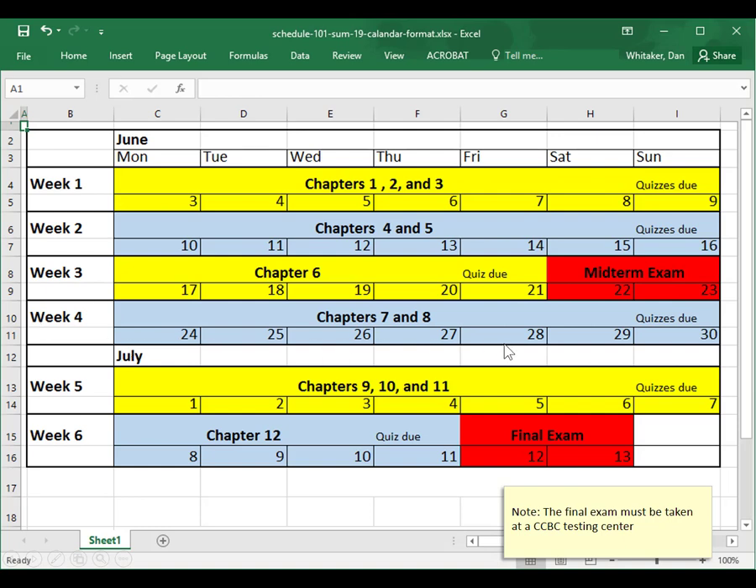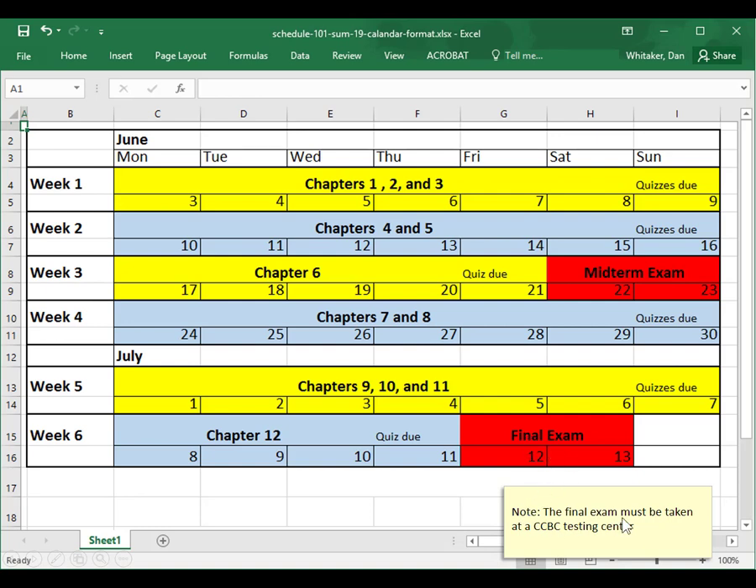Week number 4, 7 days to cover chapters 7 and 8. Quizzes are due midnight on Sunday. Week number 5, you have 5 days to cover chapters 9, 10, and 11, and those quizzes are due Sunday at midnight. And then the last week, the first 4 days, you cover chapter 12, and then the quiz is due Thursday by midnight. And then the final exam can be taken on Friday or on Saturday.